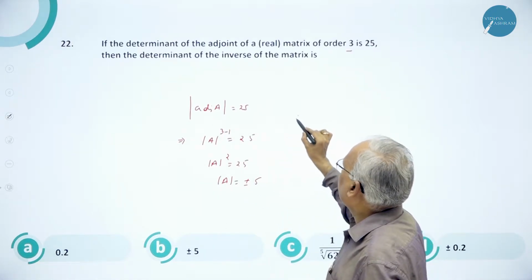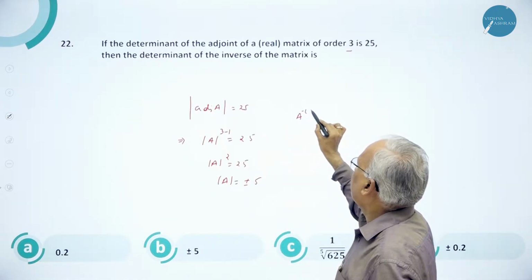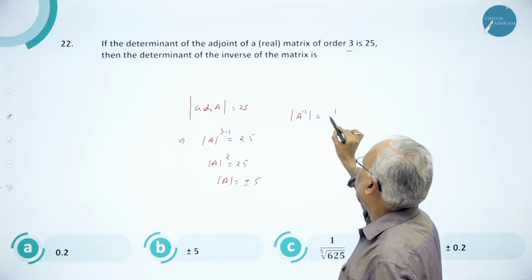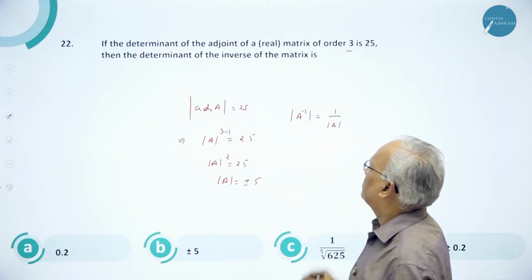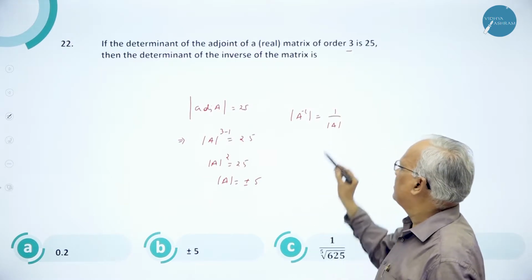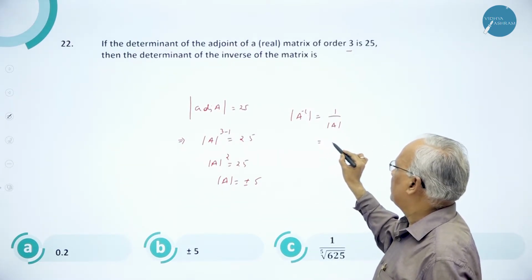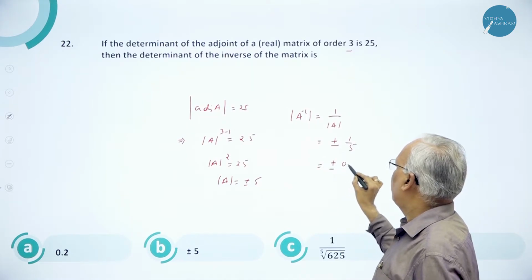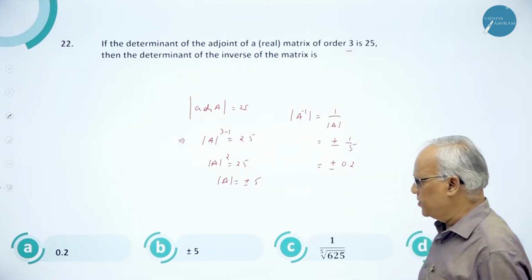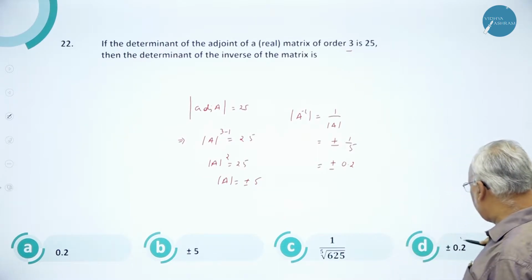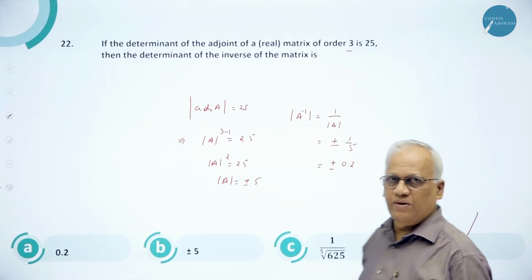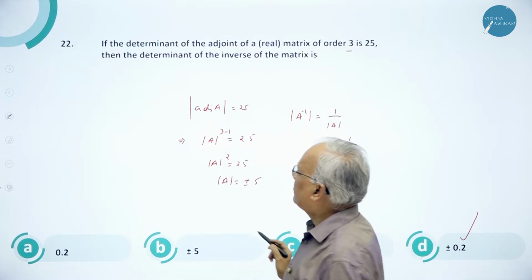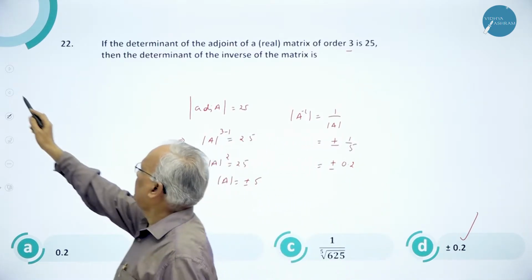But you want determinant of A inverse. So, what is determinant of A inverse? It is 1 over determinant of A. You have this property. Determinant of A inverse is 1 over determinant A. It is equal to plus or minus 1 over 5. That is plus or minus 1 over 5 is 0.2. See the choices here. 0.2 is in decimal. So the answer to the 22nd problem is D.